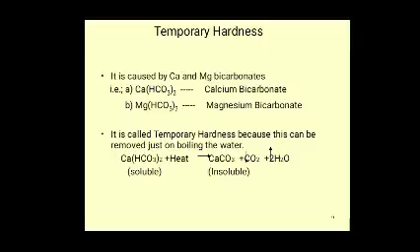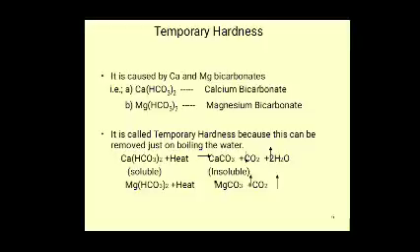Calcium bicarbonate Ca(HCO3)2 is a soluble product in water. When you boil the water, it converts to calcium carbonate plus CO2 plus H2O. This calcium carbonate is an insoluble product in water. This is the removal of temporary hardness of water.